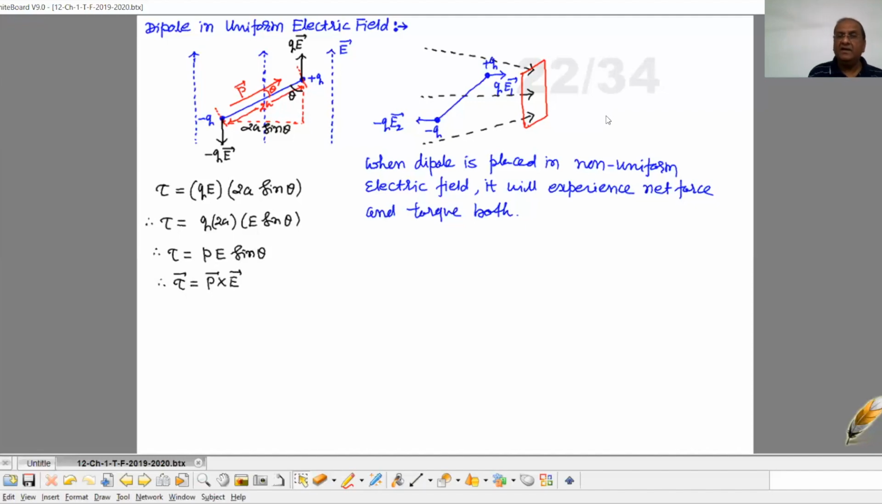And under the effect of this net force and torque, it will execute the translational as well as rotational motion. And rotational motion will be executed till it is aligned with the field. And once it is aligned with the field, then after that the translational motion will continue. Clear? So this is the behavior of dipole in external field.